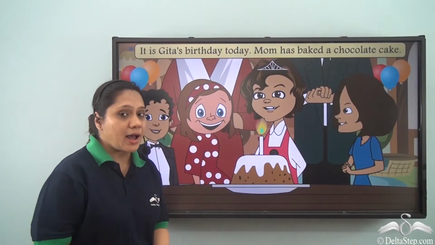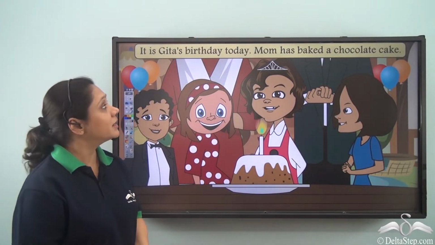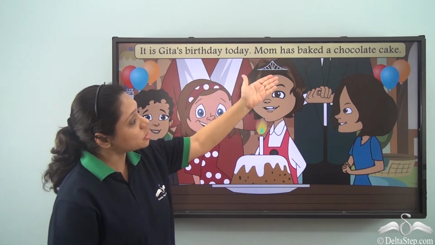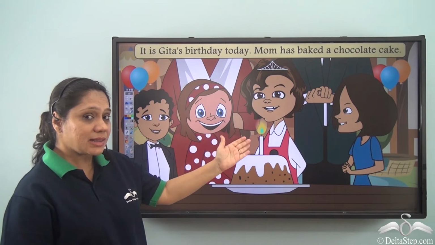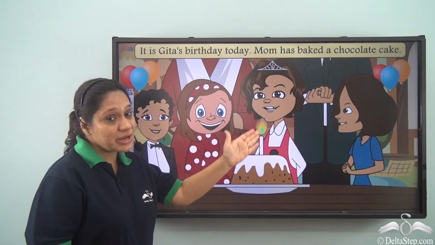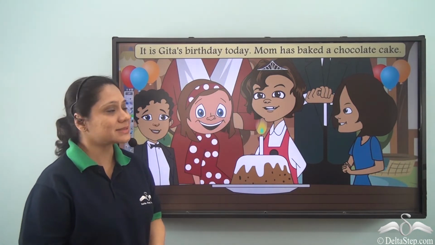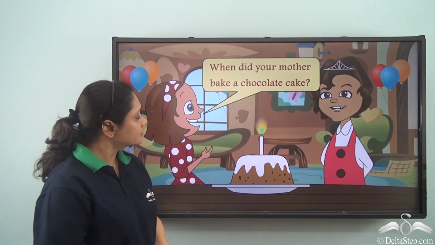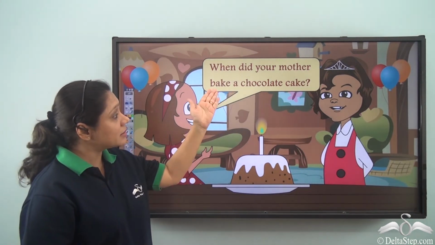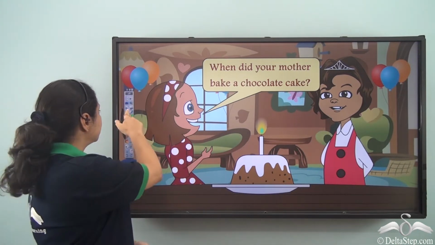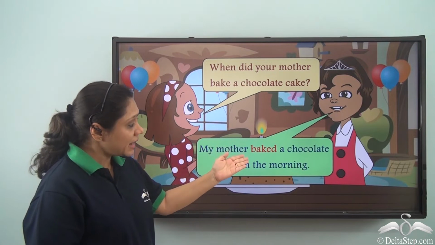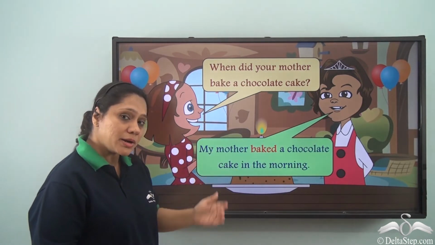Now this is Geeta and it's her birthday today. Mom has baked a chocolate cake. You can see Geeta has a yummy chocolate cake to cut for her birthday and she is surrounded by all her friends. One of Geeta's friends asks her, "When did your mother bake a chocolate cake?" Geeta replies, "My mother baked a chocolate cake in the morning."